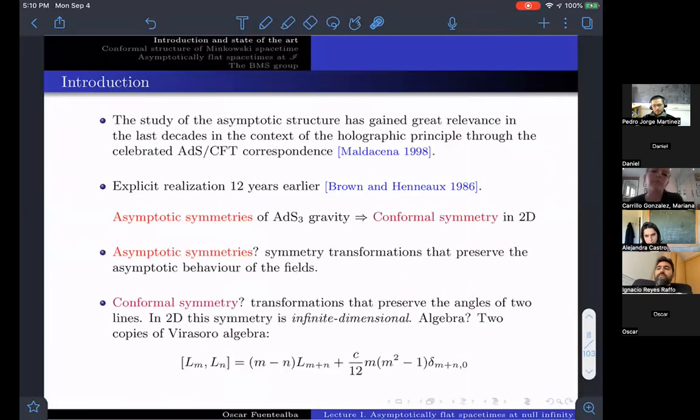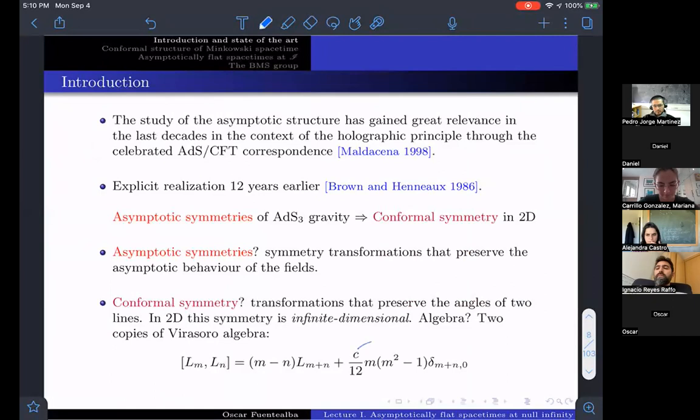And what is the conformal symmetry? Well, conformal symmetry is the transformation that preserves the angles between two lines. In 2D, this symmetry is infinite dimensional. This means that you have an infinite number of generators for this symmetry. And the algebra is given by two copies of the Virasoro algebra, as you surely know.